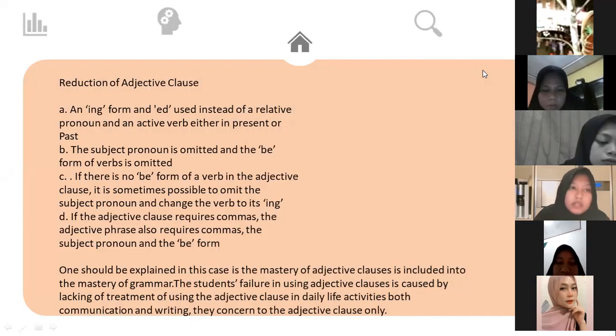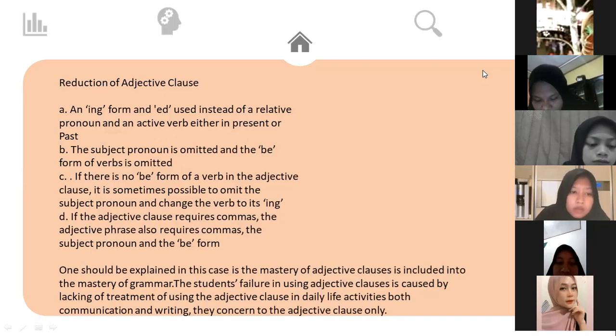And the second one is reduction of adjective clause. Ing or ed is used instead of a relative pronoun and an active verb, either in present or past. And next, the subject pronoun is omitted and the be form of verb is omitted. And then if there is no be form of a verb in the adjective clause, it is sometimes possible to omit the subject pronoun and change the verb to its ing. And then if the adjective clause requires commas, the adjective phrase also requires commas.